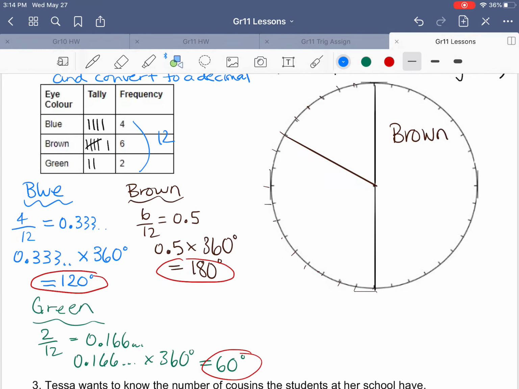Great. Okay, so let's finish labeling with our colors. So this is blue. This is blue right here. And then we have green right here.